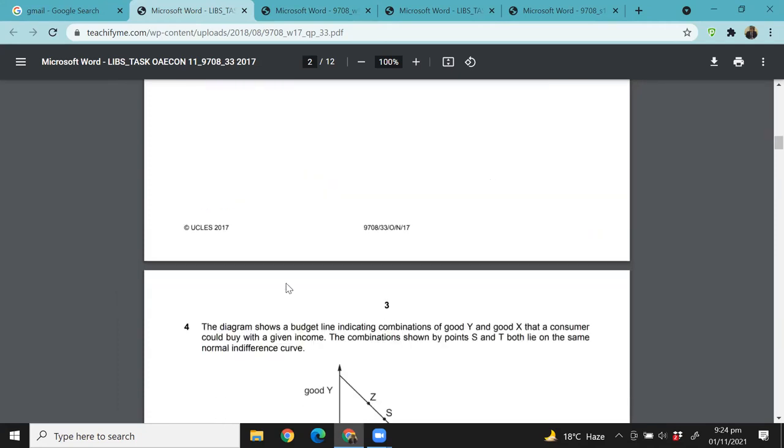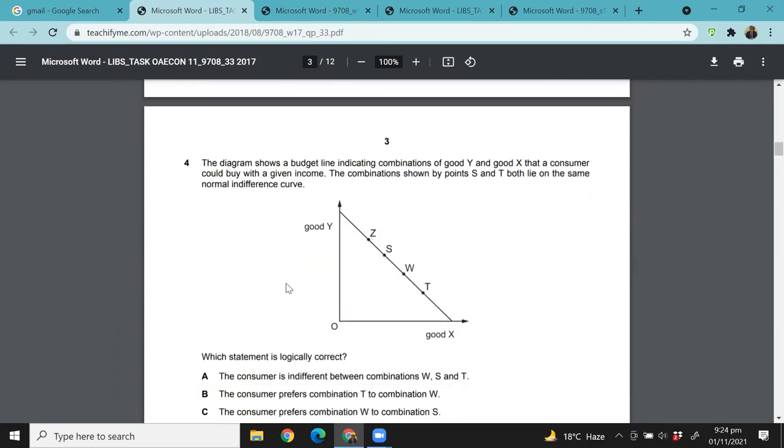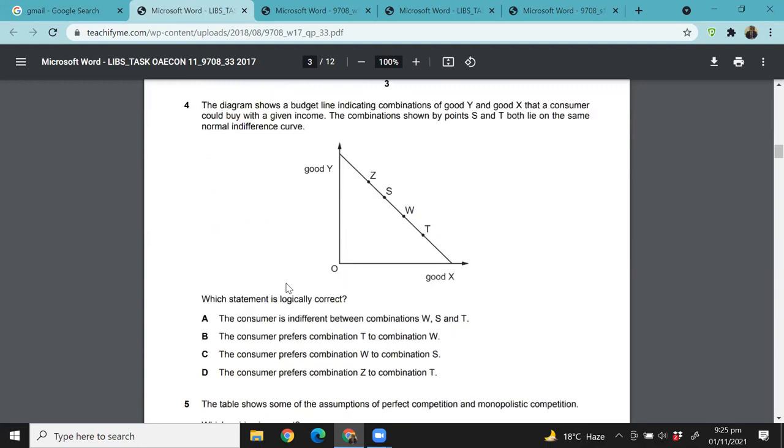Very good, excellent. Now the next question says the diagram shows the budget line indicating combinations of good Y and X that a consumer could buy with a given income. The combinations shown by points S and T both lie on the same normal indifference curve. S and T, okay, interesting. Now this is very interesting.